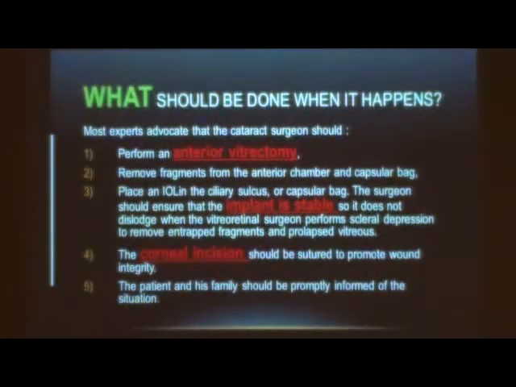So what should be done when it happens? Most experts advocate that the cataract surgeon should go through these 5 steps. First, perform an anterior vitrectomy as shown by Professor Assaf. Remove fragments from the anterior chamber and the capsular bag. Place an IOL in the ciliary sulcus or capsular bag. The surgeon should ensure that the implant is stable.